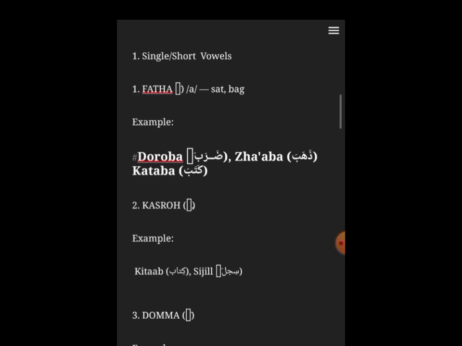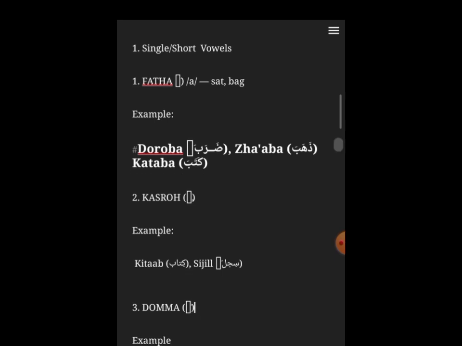Okay, let's look at the second type of vowel. This type of vowel is called kasra. Kasra. And of course, you'll see it as a dark diacritical sign, a line below the consonant. Okay, so let's look at the example here. How does it sound? It sounds E, as you can see. So it sounds E.